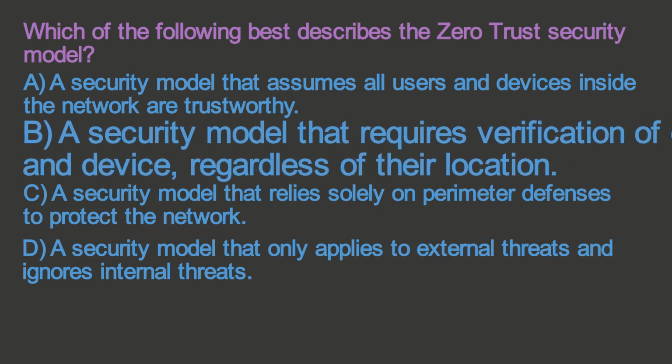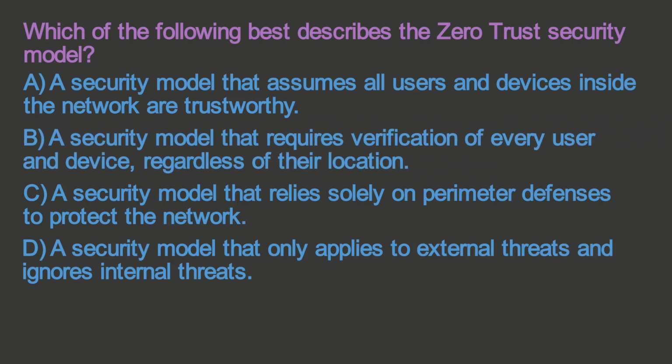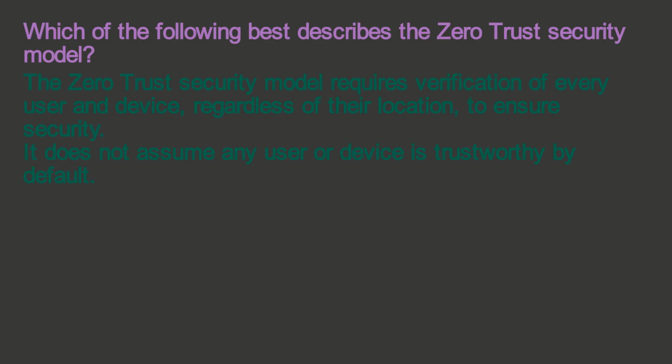The correct answer is B, a security model that requires verification of every user and device, regardless of their location. The Zero Trust security model requires verification of every user and device, regardless of their location, to ensure security. It does not assume any user or device is trustworthy by default.